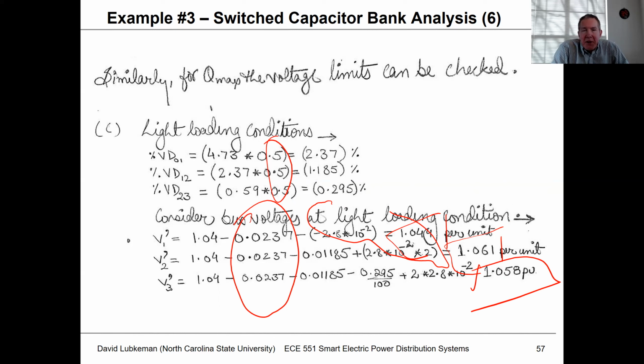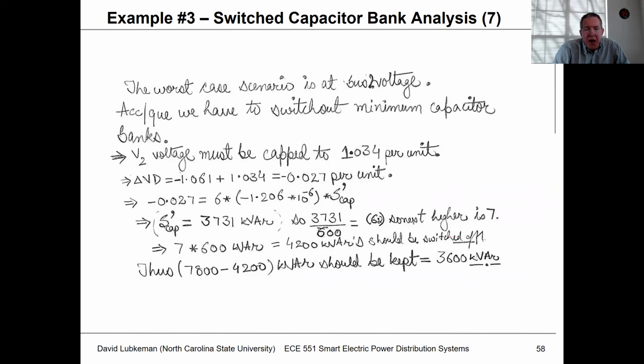So now we have to figure out how much capacitance we need to take out in order to get these voltages back down. Say for bus 2, which we'll work at capping to 1.034, we look at this difference in voltage. We have this change in voltage which we need to achieve in per unit, and we're trying to figure out what the capacitive target would be to get us back into the right limit again.